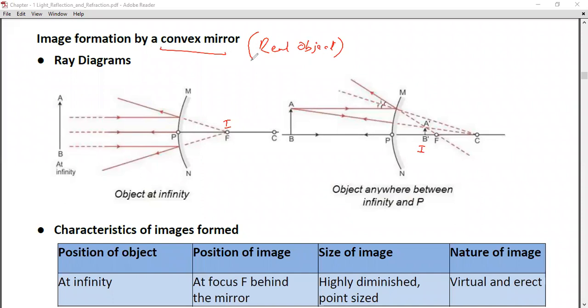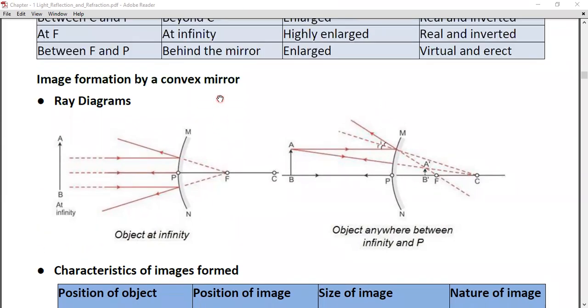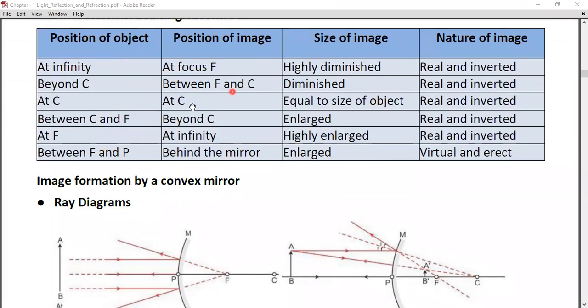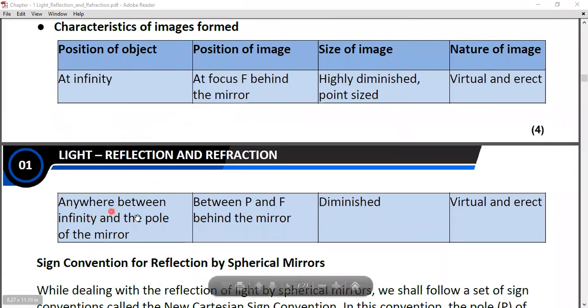So in a concave mirror, you will be having six different cases, but in a convex mirror, you will be having only two different cases. In concave, six different cases, students, that we understood with the help of this table. And here you will be having only two cases, that is when the object is kept at infinity and when it is kept anywhere between infinity and the pole of the mirror. All the time you will be getting the image between pole and focus, and the nature is virtual, erect and diminished. Here highly diminished, almost point size.